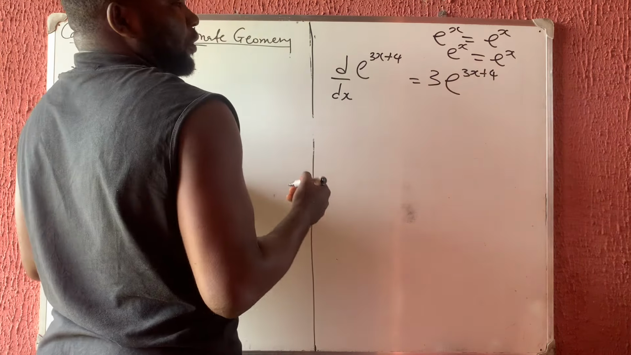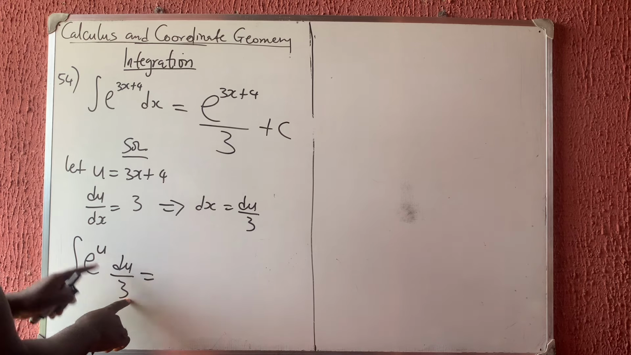Now du dx is equal to what? 3, right? Now let me make dx the subject of the formula. This implies that my dx will be equal to du over 3. Am I correct? Yes. Now let us substitute here. We have the integration of e raised to power, instead of writing this, I'll put it as u. Now, instead of writing the dx, I'll put du over 3.